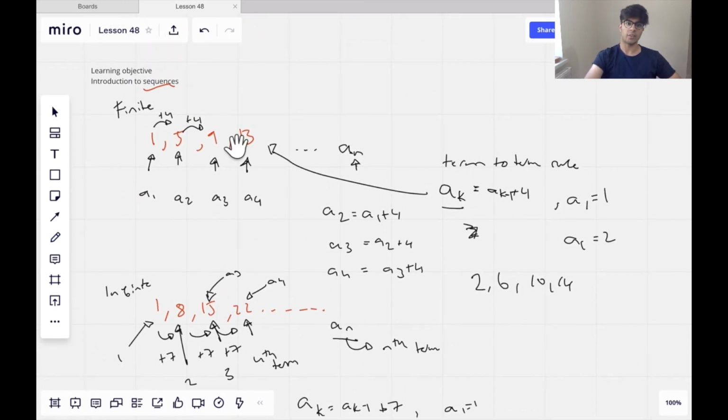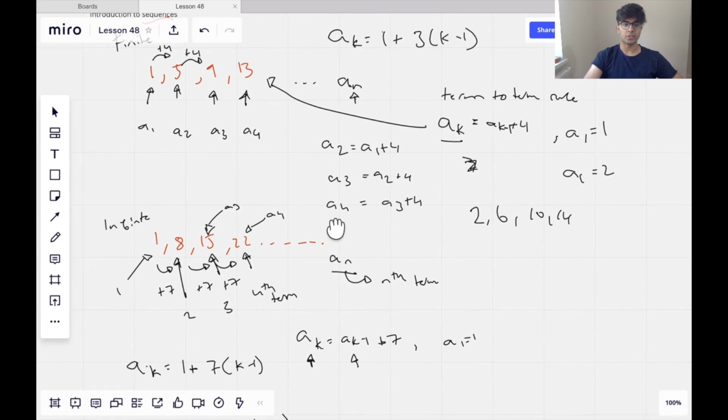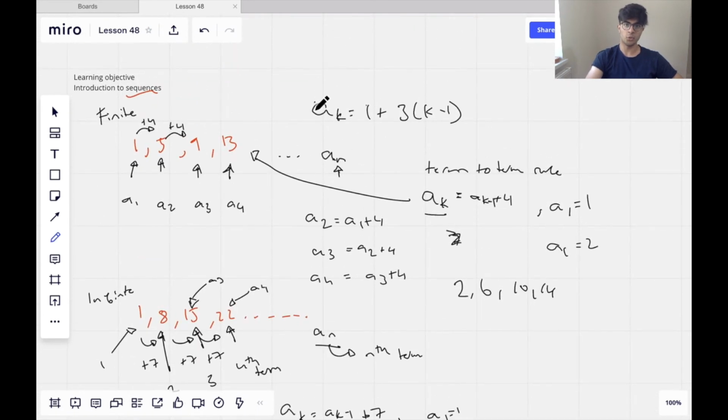Whereas here, you'd have the position to term rule of a_k is equal to 1 plus 3(k minus 1). And again, you can verify this. If you want to pause the video, go ahead and verify it. This is what we call position to term rule, because all we need to know is the position the term is in, and we can see what the value of it is. Whereas here, we need to know the value of the number before it in order to calculate what a_k is. So that's the two differences.